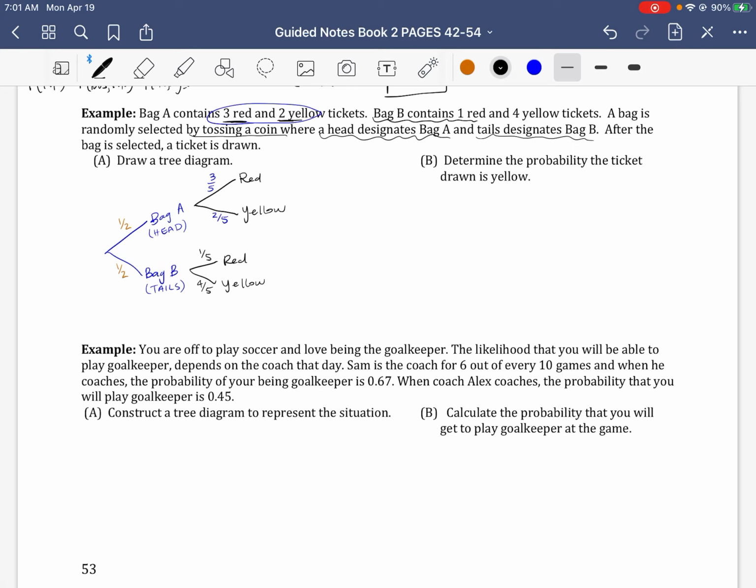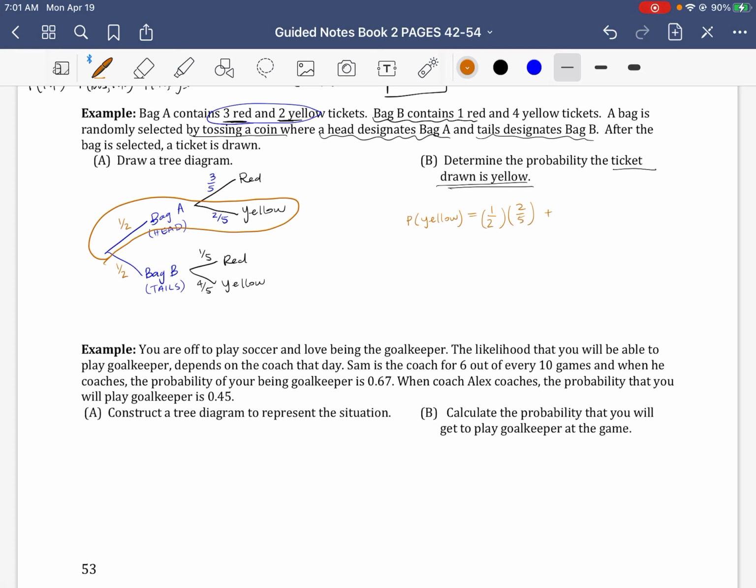Determine the probability the ticket drawn is yellow. So again, we look at all the branches that take us to yellow. It looks like if we draw from bag A, we could get a yellow here. So we start with the probability the ticket is yellow, right? The first outcome would be possible from bag A. So we're going to say 1/2. Go down that branch to 2/5.